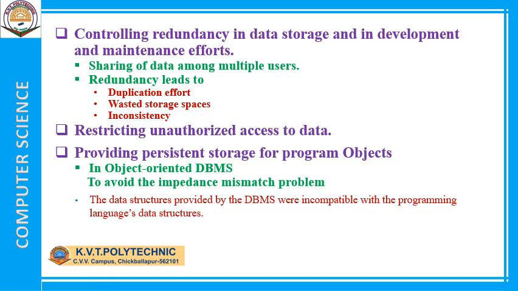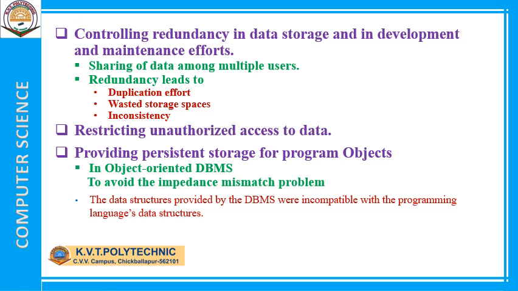So next is providing persistent storage for program objects. See, for example, complicated data are stored in the form of objects. It is very difficult to store those kinds of objects in the file system, whereas the database management system is providing an opportunity to store the same data or objects easily in the database itself. Usually in traditional file systems, we know that we cannot store data in the form of objects, and again in the practical world, application data is also stored in objects and not in the form of files.